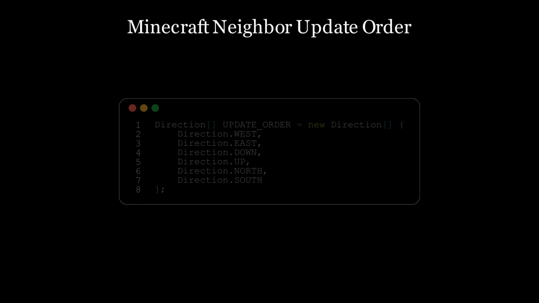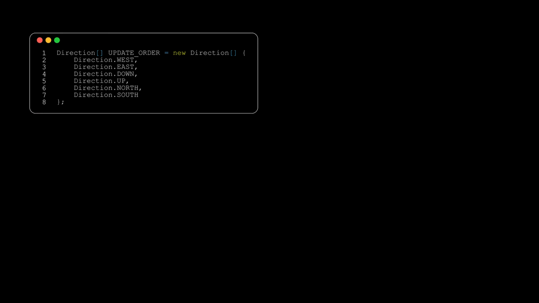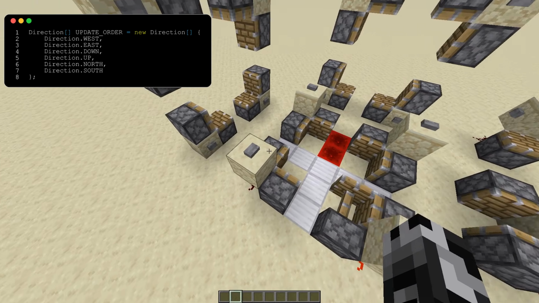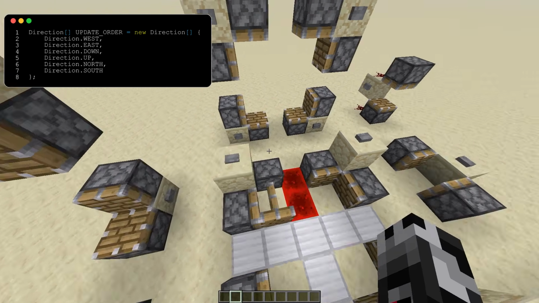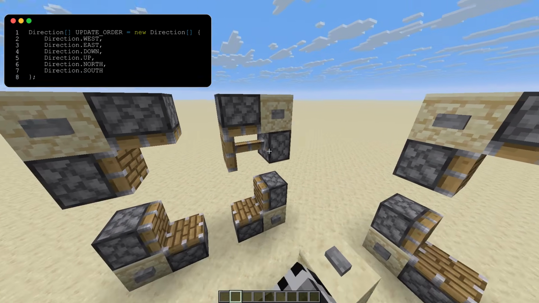Now the way Minecraft resolves this for most block ticks is by assigning them in order, which we can see here. Whenever a block updates, it sends an update to the adjacent blocks in this order. We can actually see this happening in-game. Notice that the pistons to the east and west of the redstone dust are activating, while the pistons to the north and south don't. We can also observe this for the other directions.